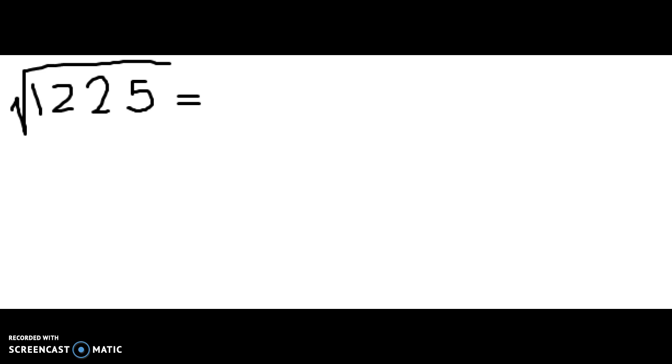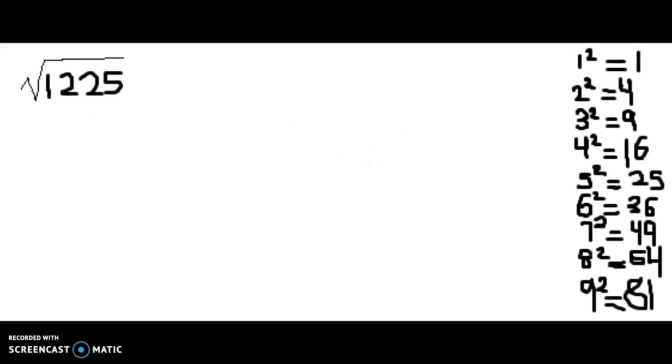Okay, so first things first, we need to write down all of our times tables. Let me show you how. You start off by writing this: 1 squared is 1, 2 squared is 4, 3 squared is 9, and so on. And to find this square root, you look at the last number, and you just look at 5 for now, and you see which squares end in 5. And it's not 1, it's not 2, it's not 3, it's not 4, it's only 5 over here. So you know that your answer is going to end in a 5.